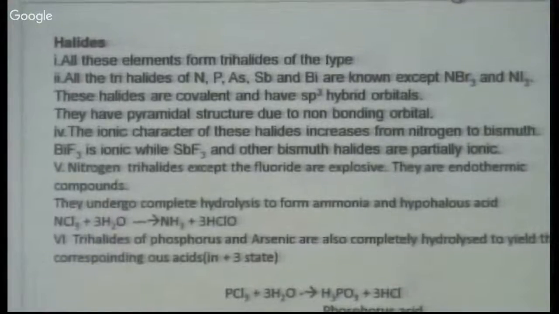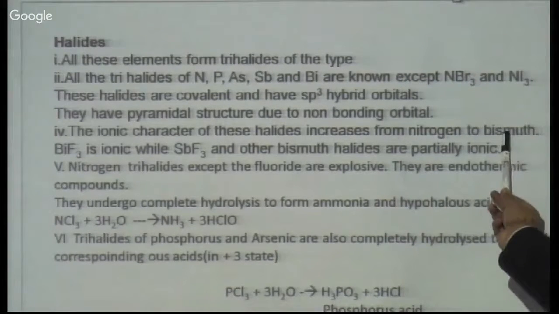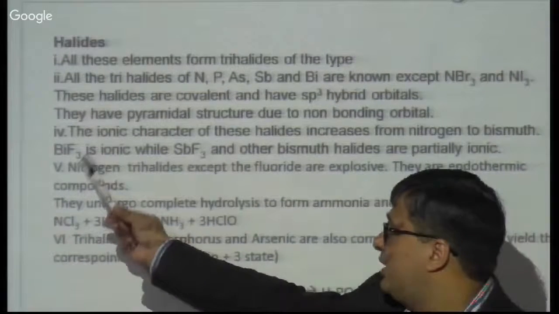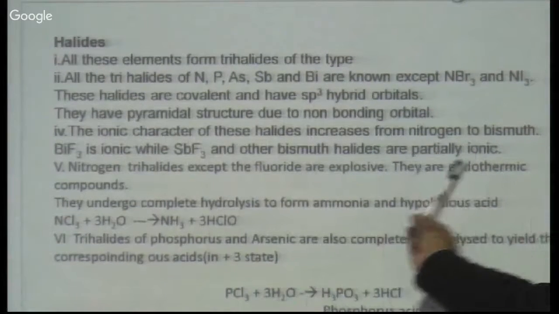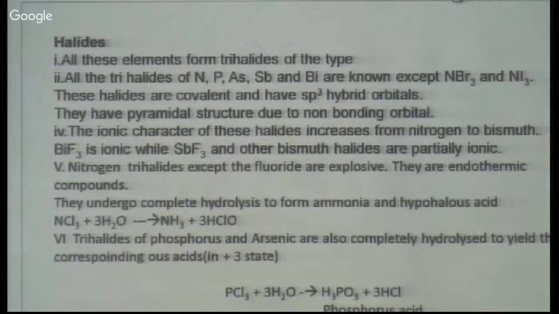The ionic character of these halides increases from nitrogen to bismuth. BiF3 is ionic. Why is BiF3 ionic and SbI3 and other halides partially ionic? Due to Fajans' rule. What is Fajans' rule?